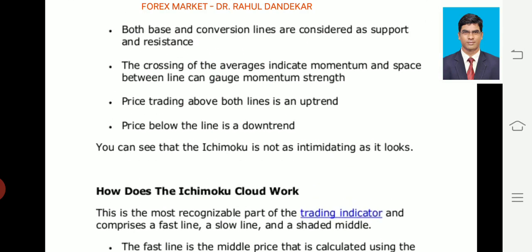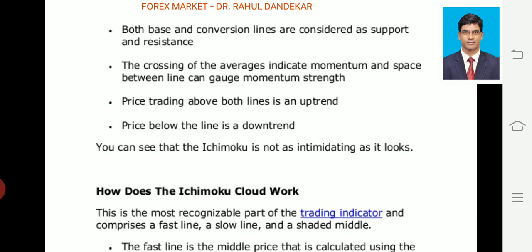Both base and conversion lines are considered as support and resistance. The crossing of the averages indicates momentum, and the space between the lines can gauge momentum strength. Price trading above both lines is an uptrend. Price below the lines is a downtrend. You can see that the Ichimoku is not as intimidating as it looks.